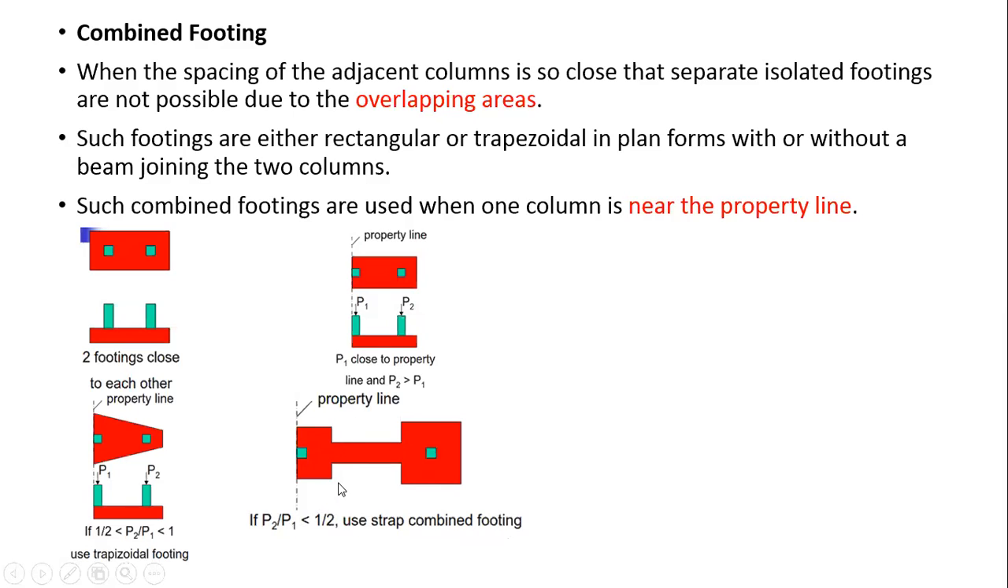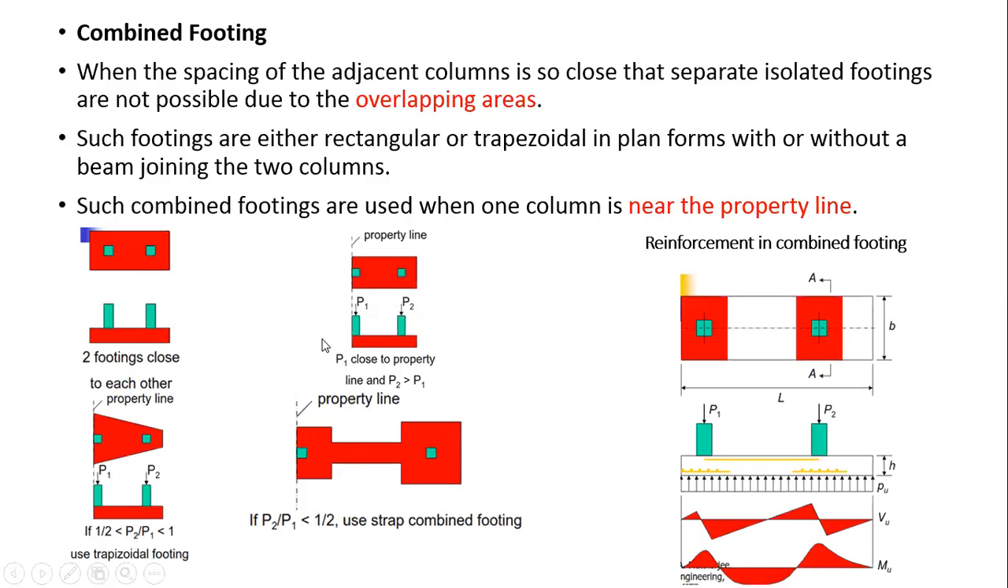Strap means this is one footing here, and I connect both the footings with the help of a beam. Okay, at the footing level. So this is my beam. So this is called your strap. Okay, so such type of footing is called strap combined footing. So these are the possible cases of the combined footing.